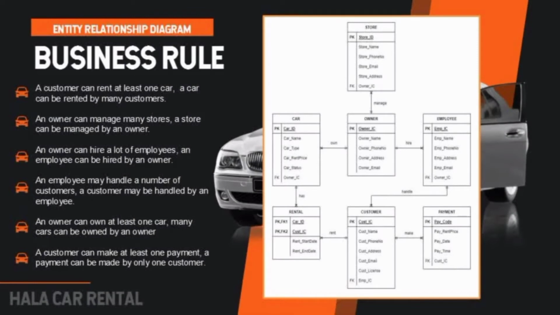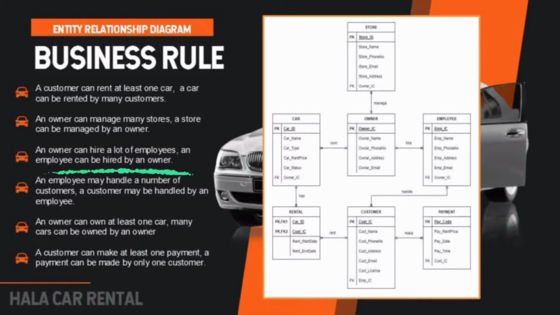Next, we go to the entity relationship diagram. First, we start with the business rules. A customer can rent at least one car. A car can be rented by many customers. An owner can manage many stores. A store can be managed by an owner.